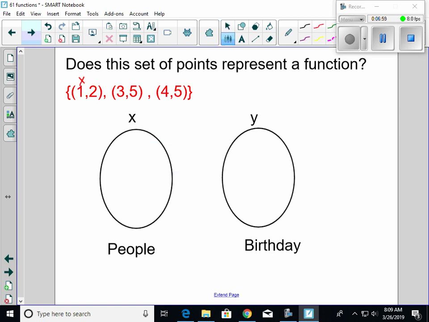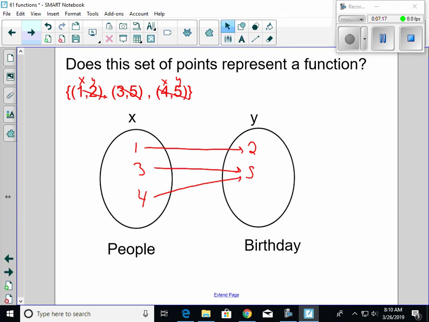All right, so x's and y's. 1 is mapped to 2. 3 is mapped to 5. And 4 is also mapped to 5. Okay, so person 1 was born on the 2nd. Person 3 was born on the 5th. Person 4 was also born on the 5th. Is this okay? Is this a function? Yes, this is still a function. Okay. People can share the same birthday. Each person has only one birthday. Each x has one y.